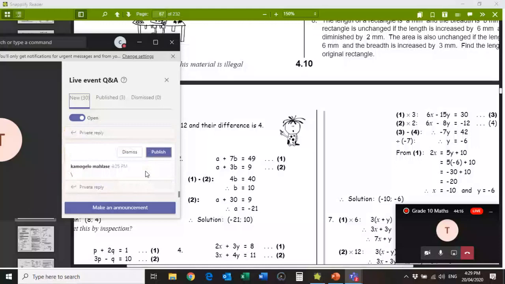Okay, how did it go? Quickly type in the chat box. How did it go? Did you guys get the answer?